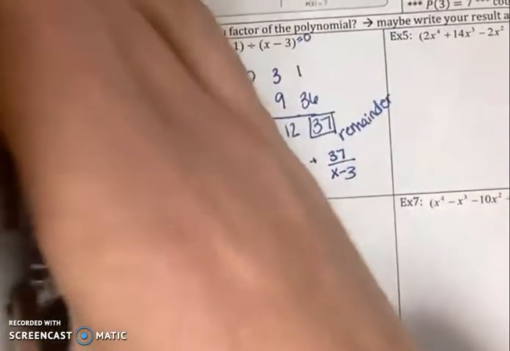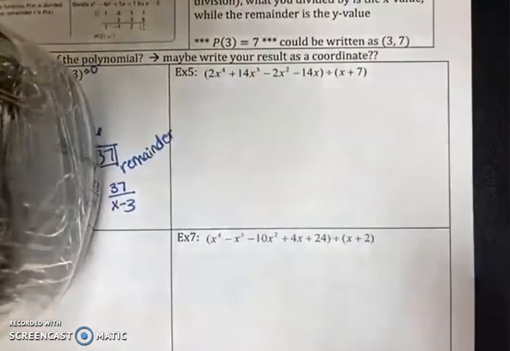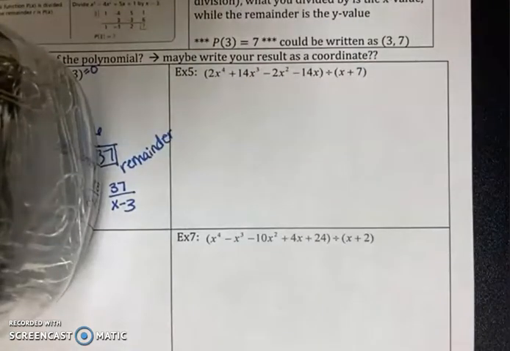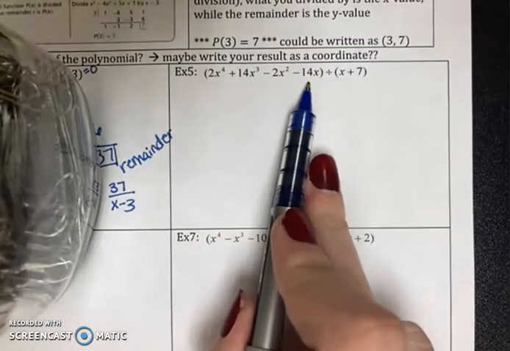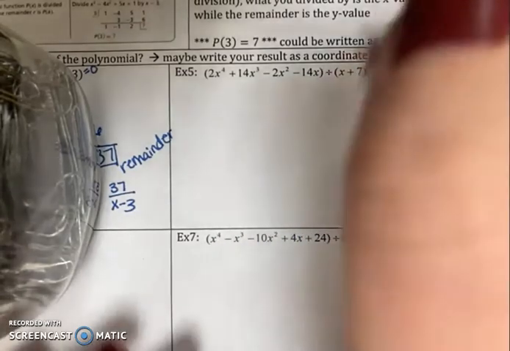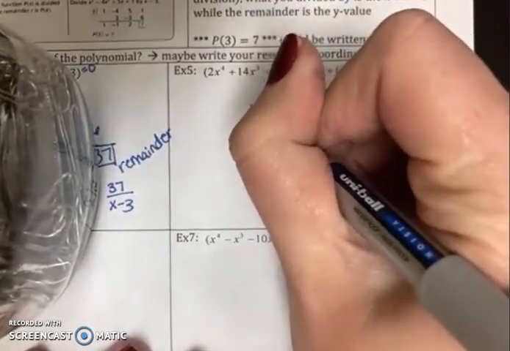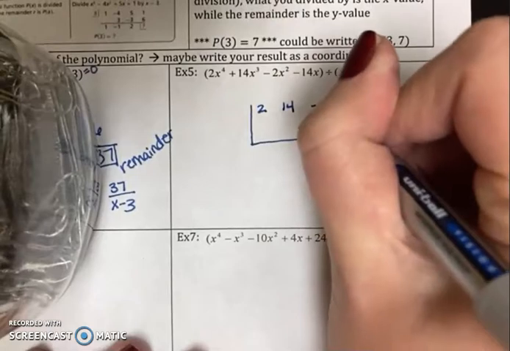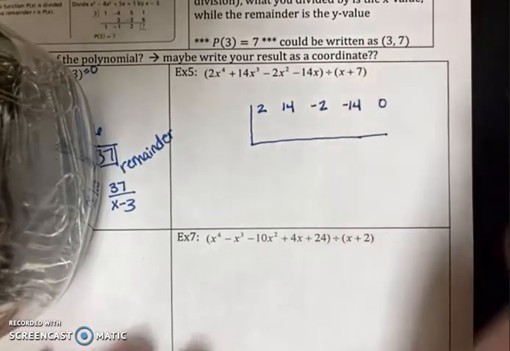Let's try it again. Example 5. I need to check that it is written in standard form and that if I see anything that's missing, I need to put a placeholder of 0. So I see 4, 3, 2, 1, awesome. The only thing that I'm missing is a constant, a number at the end. So I will have to put a 0 at the very, very end. Meaning it would look like, after I draw the L shape, 2, 14, -2, -14, and again, I'm putting that 0 because I don't have a constant there.